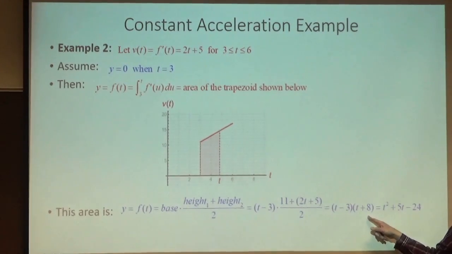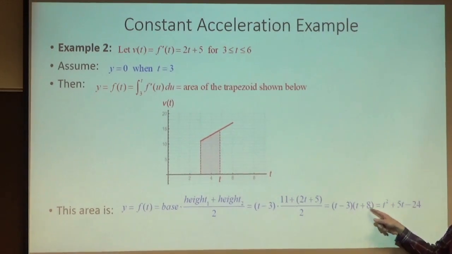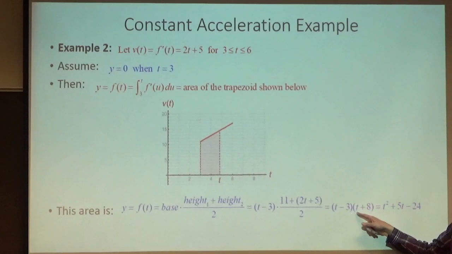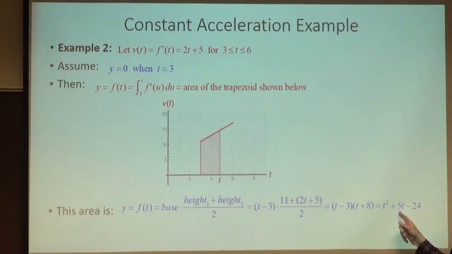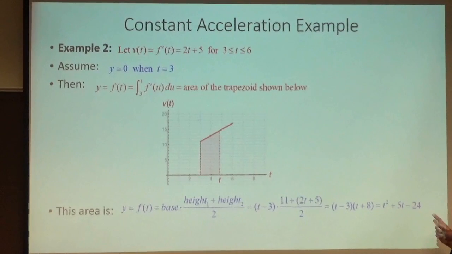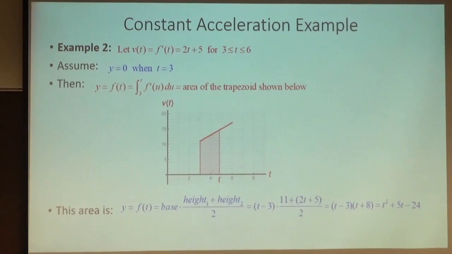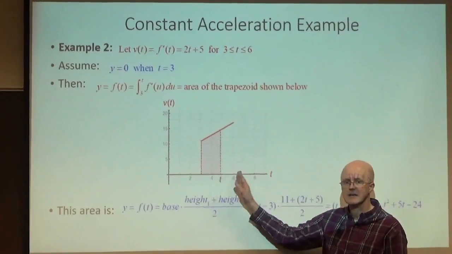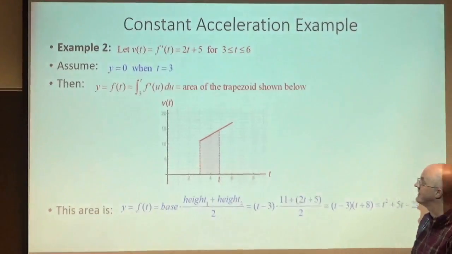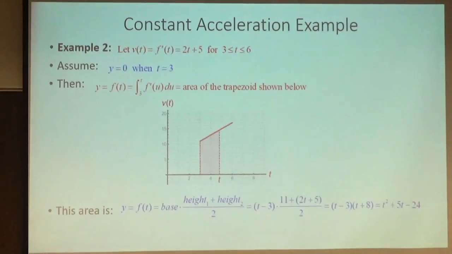Now expand that out. FOIL. T times t is t squared. Outside times outside is 8t. Inside times inside is negative 3t. Combine those, you get positive 5t. And then last times last is negative 3 times positive 8, which is negative 24. That's a formula for the area as a function of t. Remember, I can change where this t is. I can move this back and forth. I can put it in Mathematica and manipulate it, and if we have time, I'll do that. I did in class today.